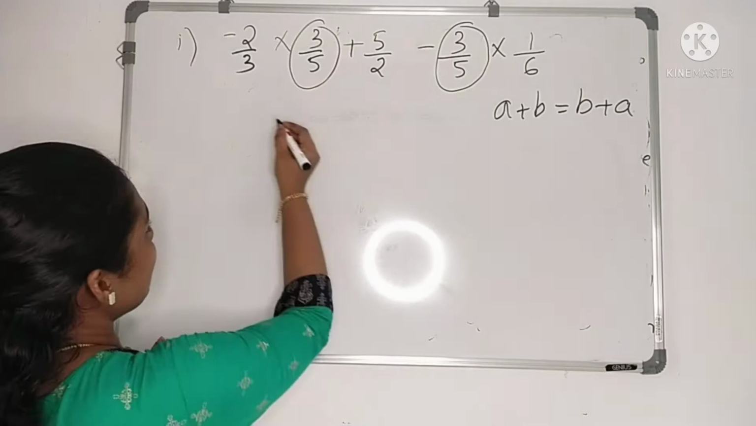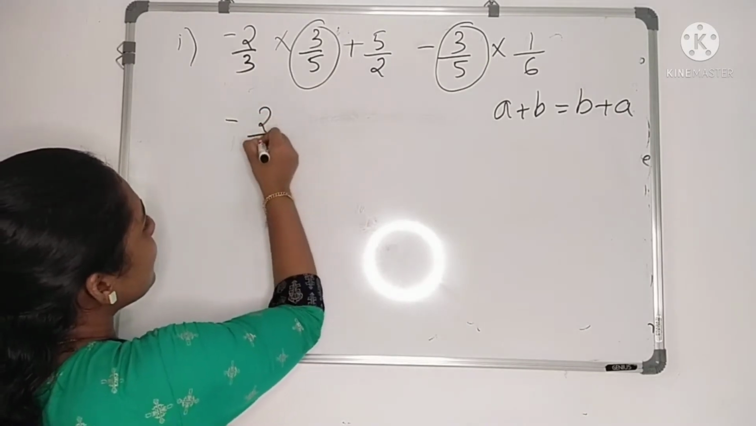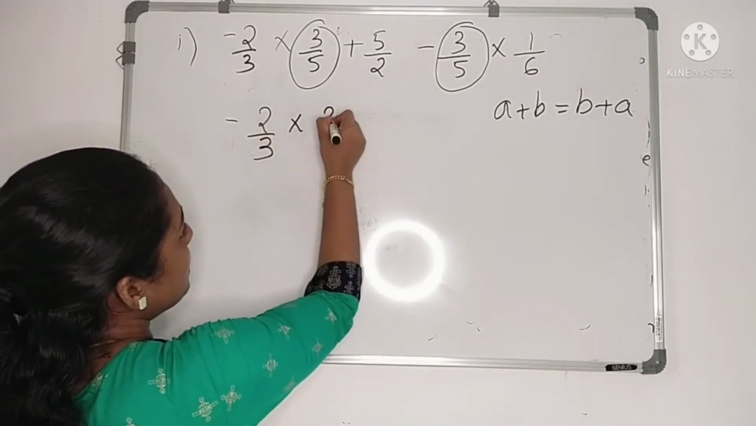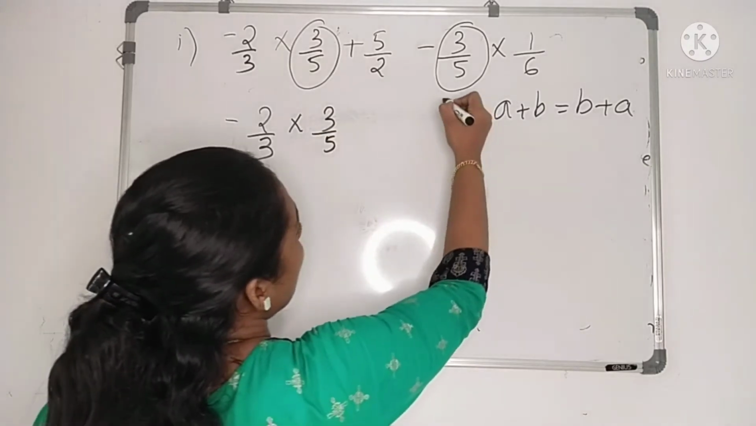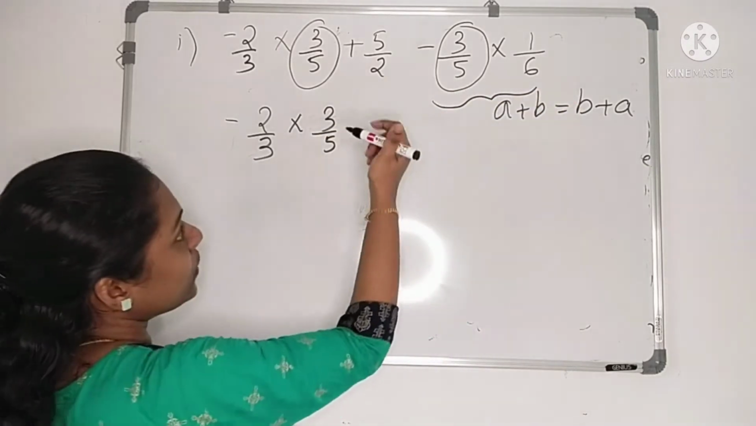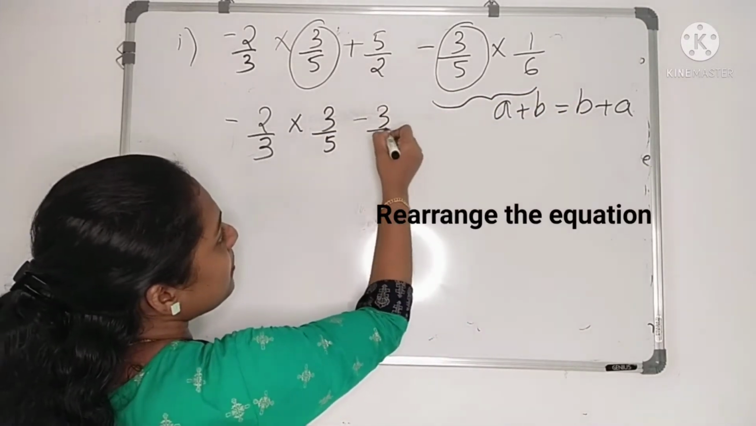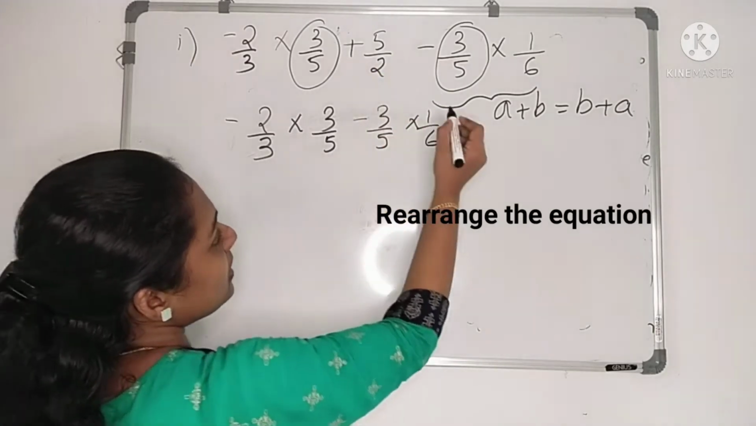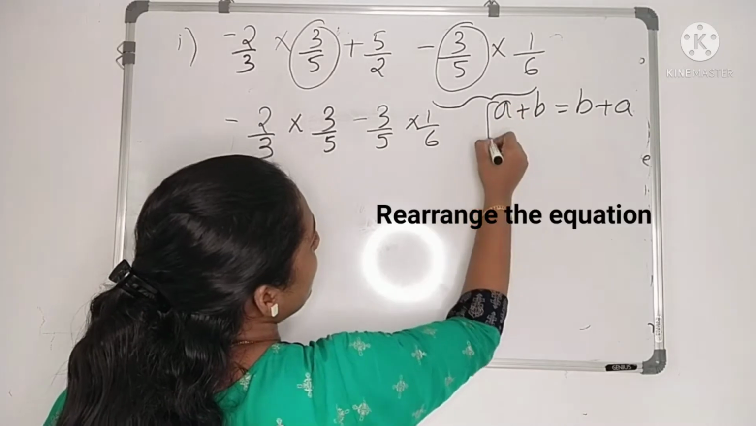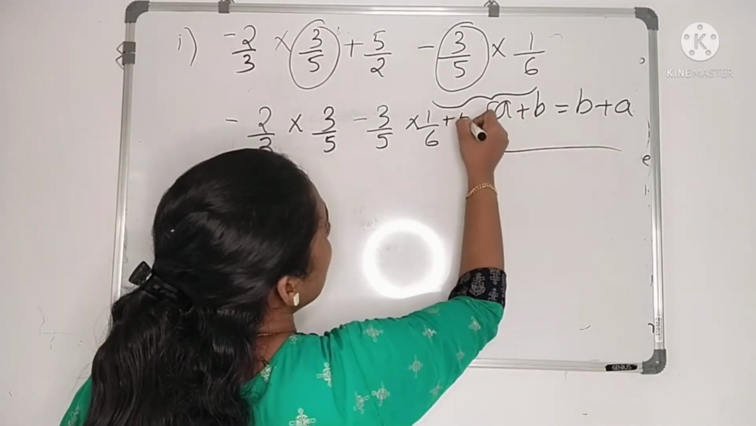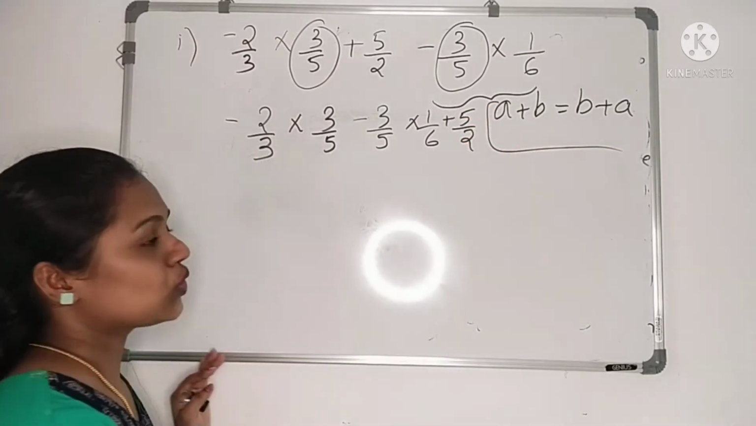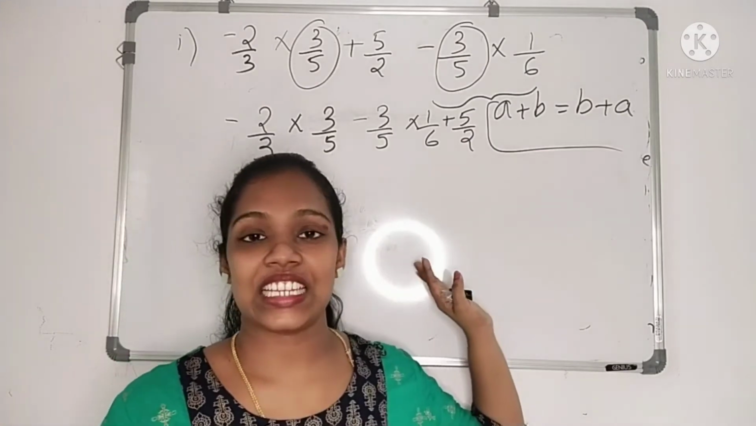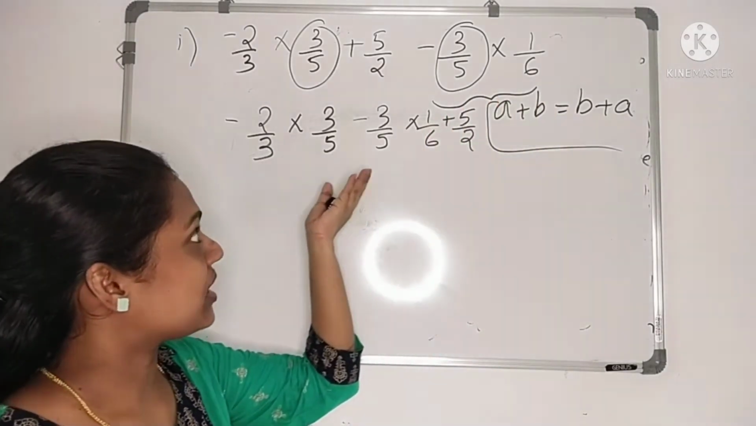So right here, minus 2 by 3 into 3 by 5. Now you can bring this term here. Write minus 3 by 5 into 1 by 6. Now what is the remaining term? 5 by 2, so write here plus 5 by 2. So I have rearranged the numbers and written it like this.